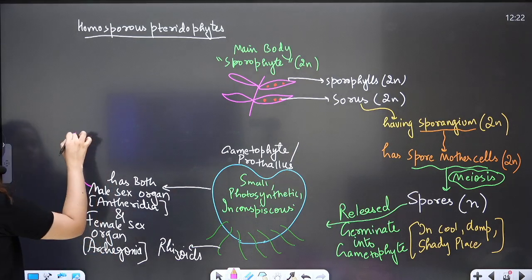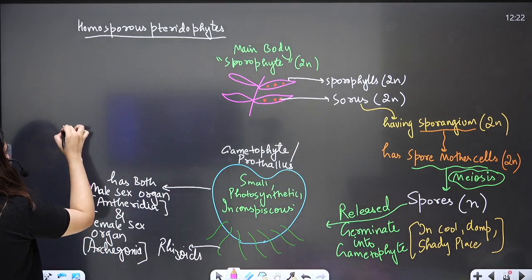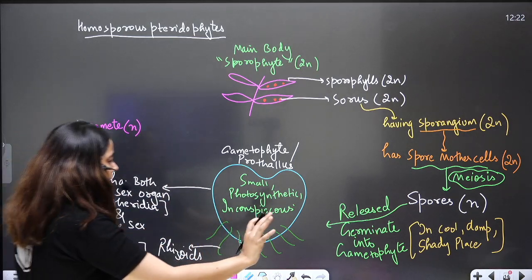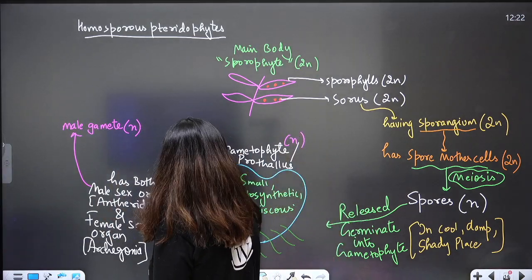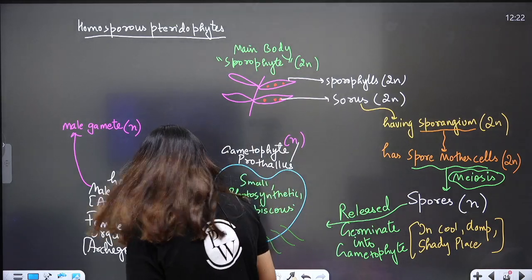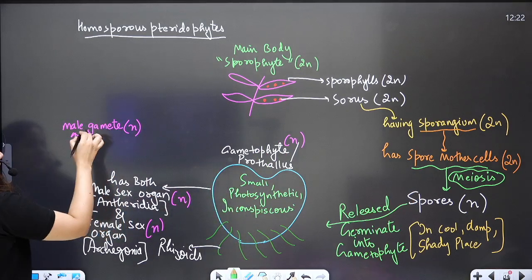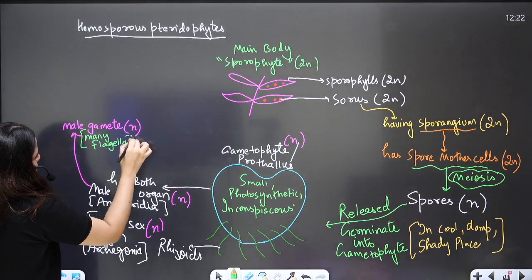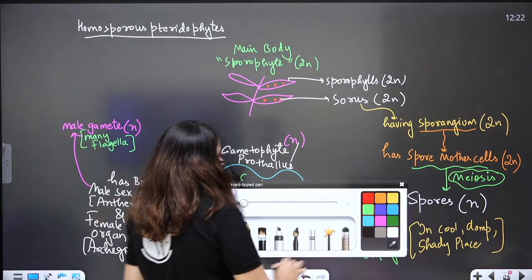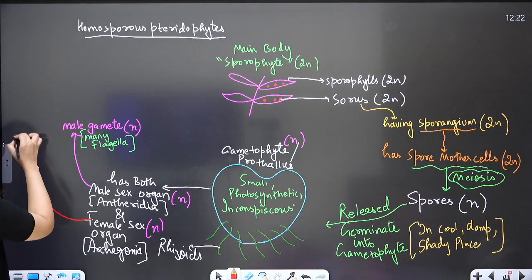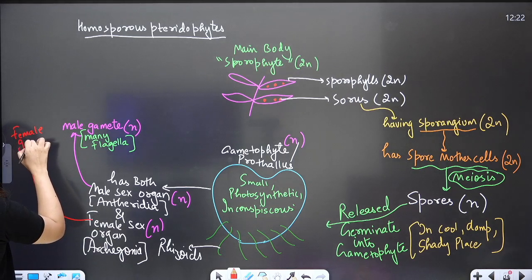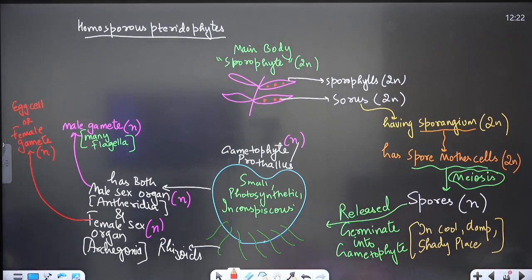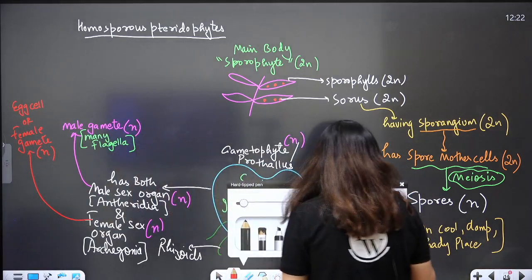And the male sex organ produces the male gamete, which is haploid. Everything is haploid, beta. And the male gamete is multiflagellated. Many flagella in the male gamete. The female sex organ will produce the female gamete or egg cell, right? It is also haploid. Everything after meiosis will be haploid until fertilization occurs.